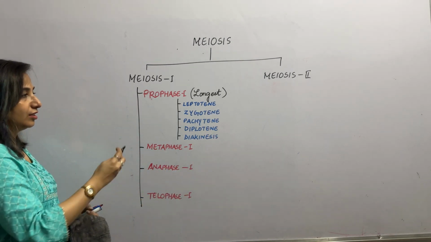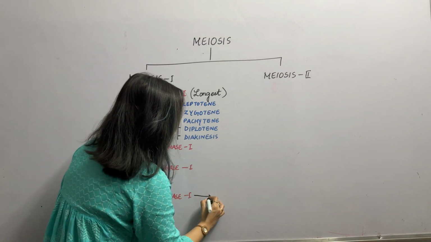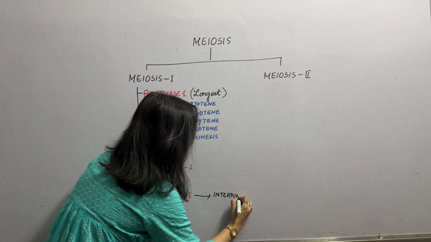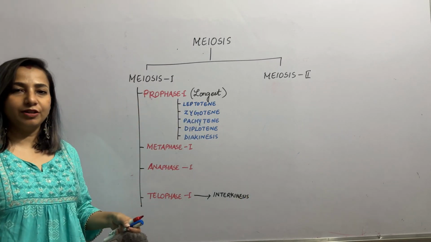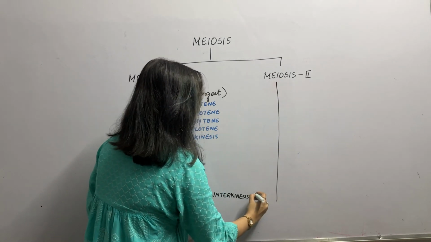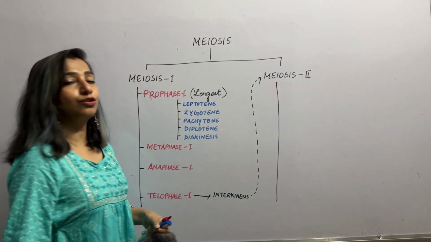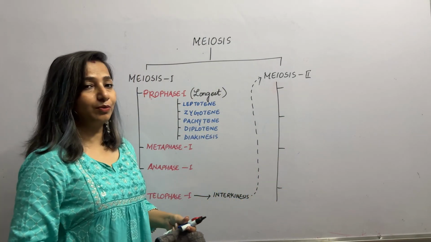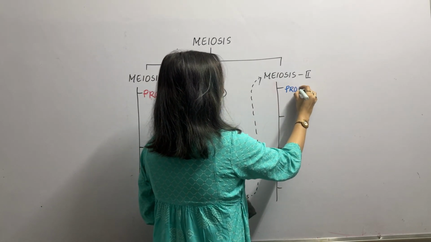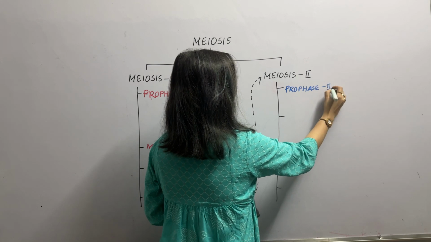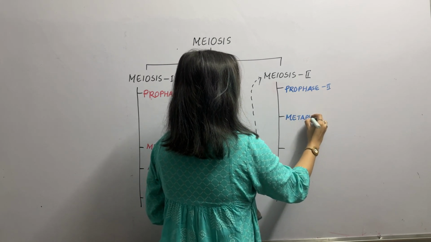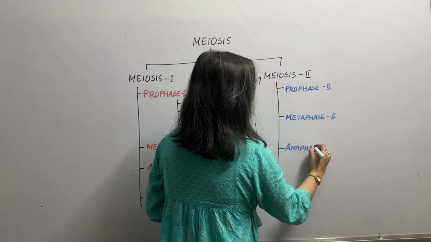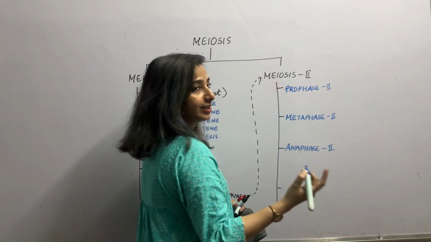Now, once the cell completes meiosis 1, it enters another small gap phase called interkinesis. Once it completes this gap phase, it will enter meiosis 2. And meiosis 2 is further subdivided into, I hope all of you can imagine the names of these phases: prophase 2, metaphase 2, anaphase 2, and finally telophase 2.